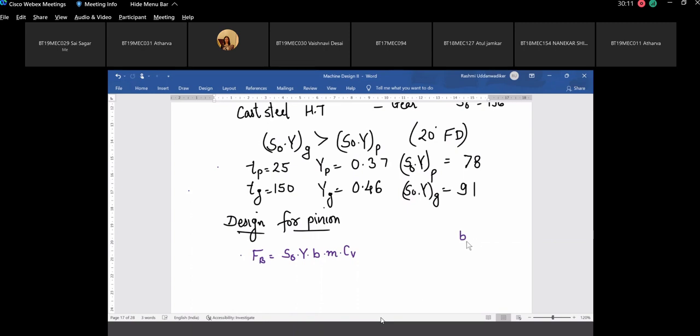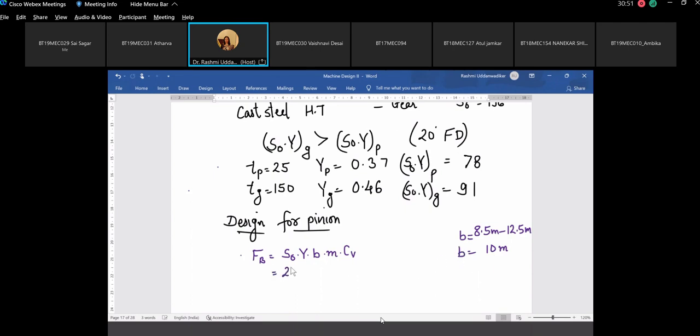The value of B should lie between... Atul Jamkar, are you there? Yes. 8.5 to 12.5 times of m. So this is the range of B. We have to assume some value between this, so normally we'll go with 10 times of m. Okay, so this is the value that we'll be using.